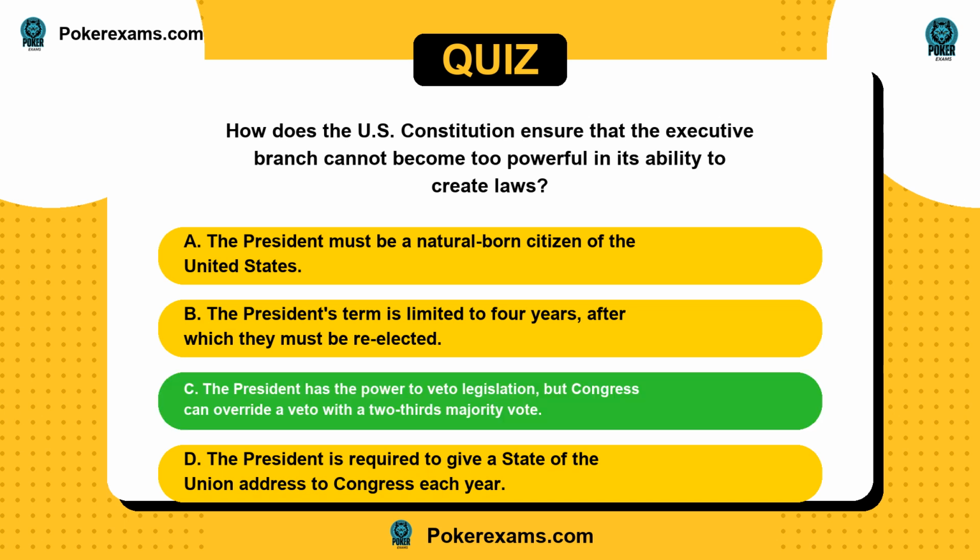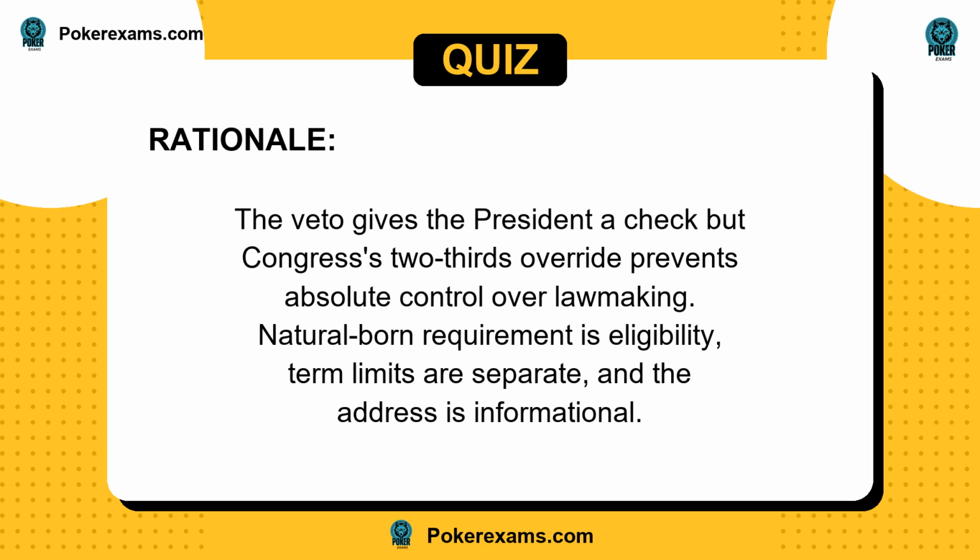The answer is C. The veto gives the president a check, but Congress's two-thirds override prevents absolute control over lawmaking. Natural-born requirement is eligibility, term limits are separate, and the address is informational.